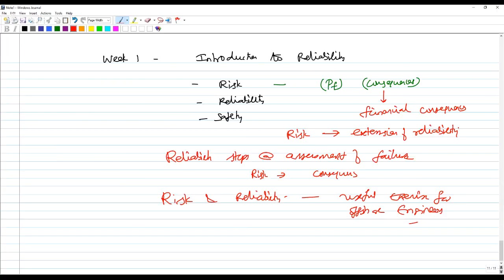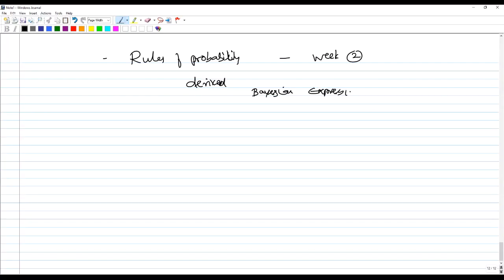The moment we talk about probability and statistics, we need to explain what would be the basic rules of probability. What rules are we following? This is what we expressed in week 2. We dealt with different rules of probability. We derived the basic Bayes theorem, Bayesian expression, then the total probability theorem, which are all useful to express probability of failure of any structural system.